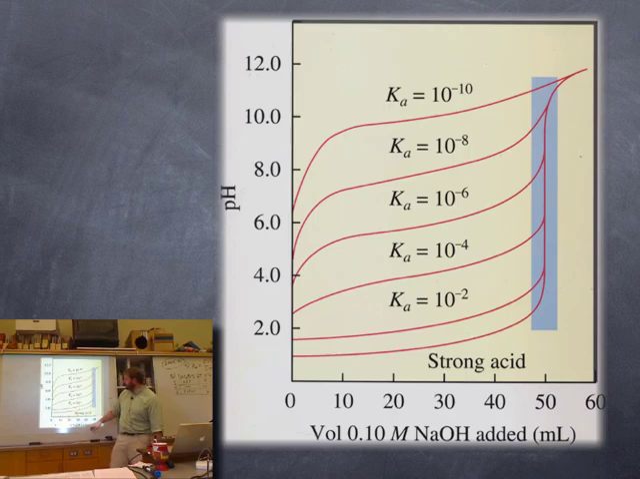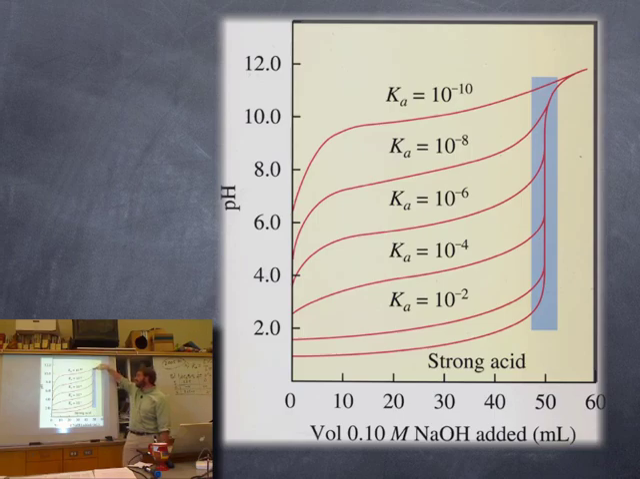Notice that the halfway point, which is going to be 25 for all of these, is the maximum buffer capacity. We can get all kinds of different buffered solutions by mixing these together, and the buffered solution is going to depend on the Ka value. All of them have equivalence points at 50. These are all the same equivalence point, 50 milliliters here. That's the point at which the graph goes really steep.